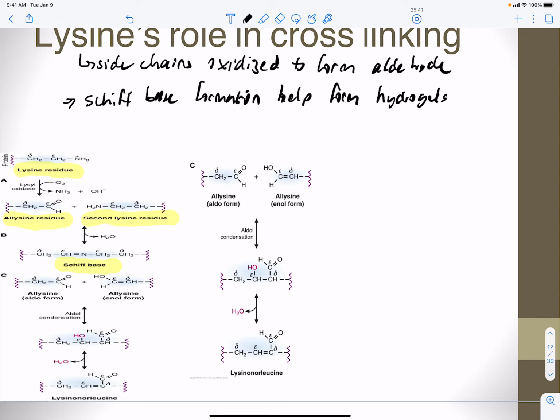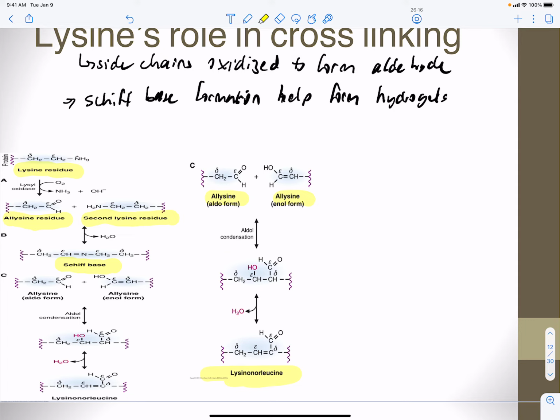Okay, so we can also have another: your aldehydes can also condense. So you can have two allysines, and they can condense, and they can have a similar result in the condensation, helping to form a hydrogel type of network in this allysine formation. And so the formation of these crosslinks in collagen are important.